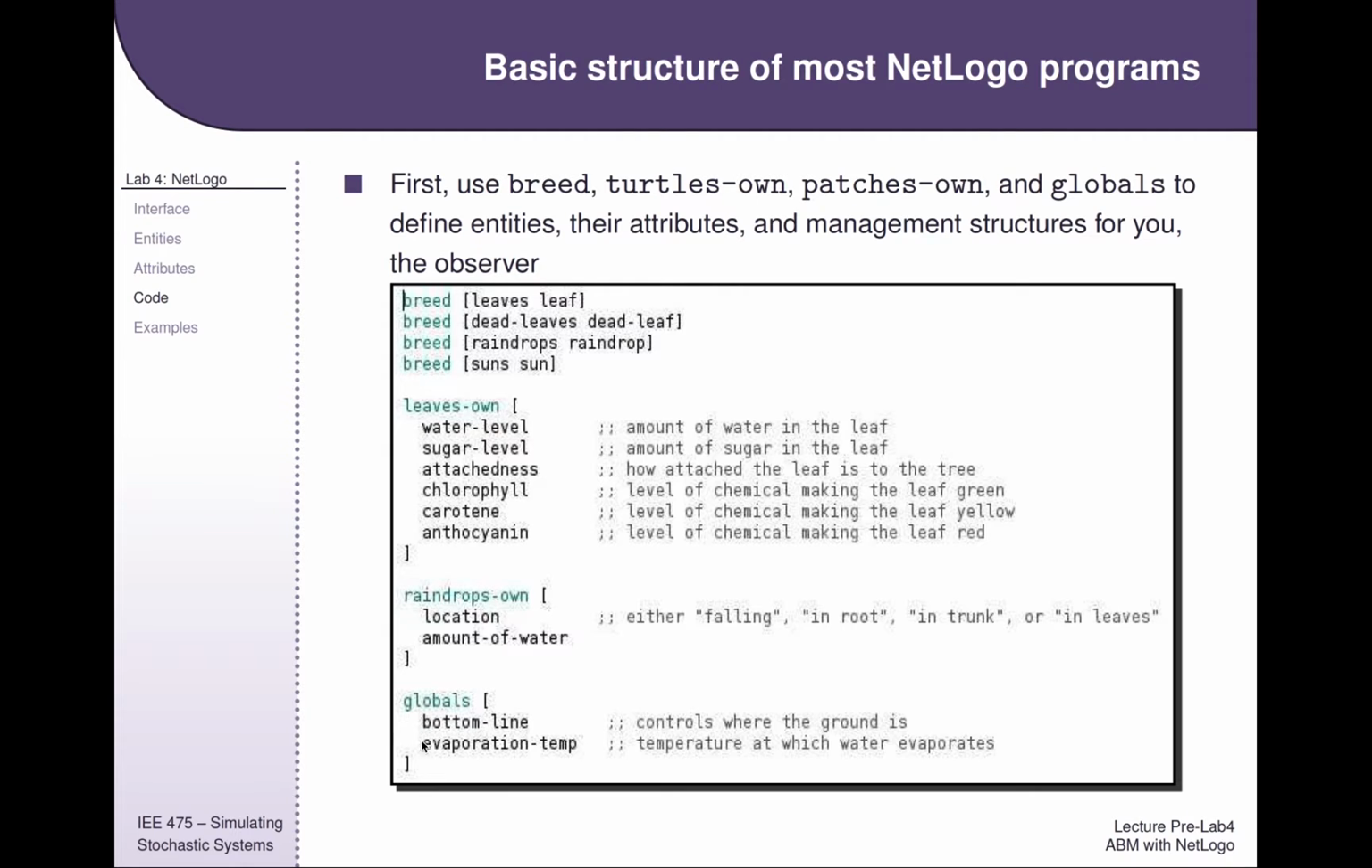But in general, in NetLogo, if there's anything you want all agents to have access to, so all of the raindrops have access to the evaporation temperature, all of the raindrops have access to the bottom line, then you can create a global.